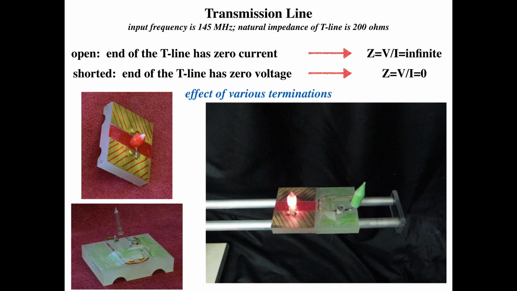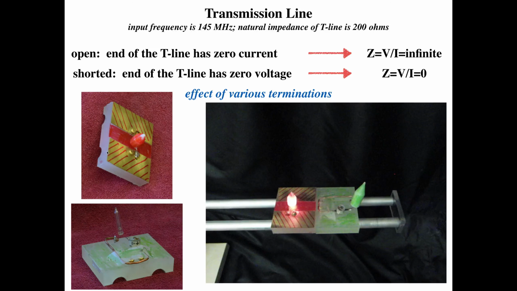Now that we have looked at circuits made of inductors and capacitors, let's examine the properties of transmission lines. We're going to use this twin line transmission line. It's basically 2 parallel lines of aluminum rod, and here's just a piece of plastic, an insulator, just to hold them in parallel. We're going to have an input frequency of 145 megahertz, and the natural impedance of this transmission line is 200 ohms. What we have sitting on the transmission line is a voltage indicator and a current indicator.